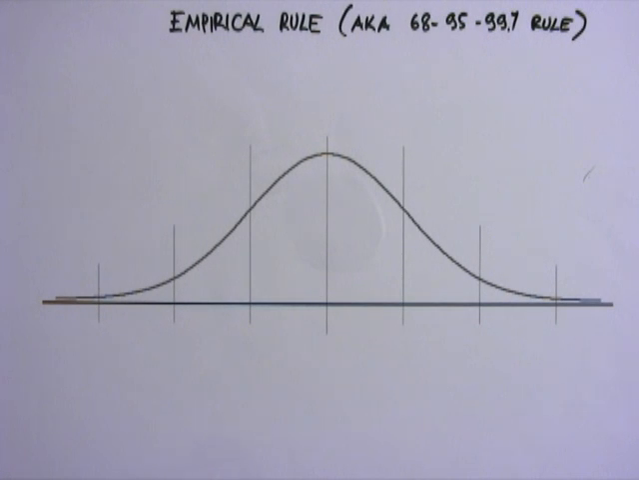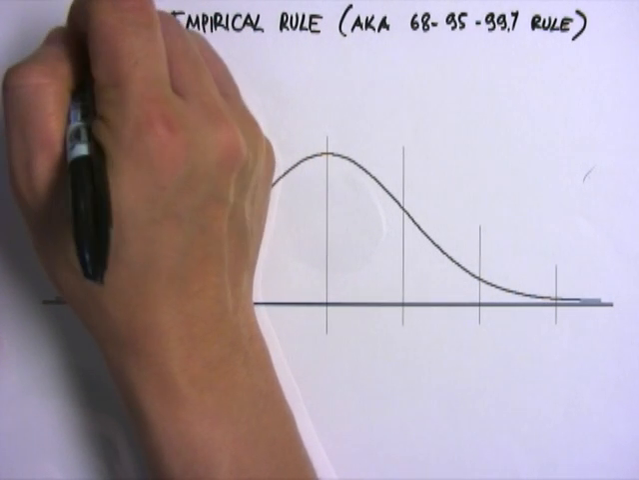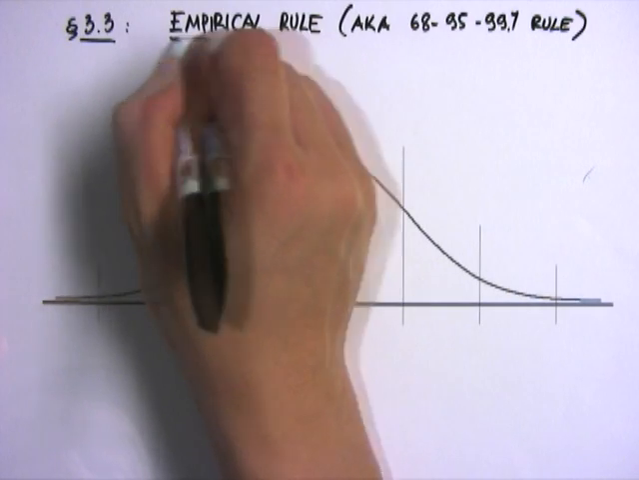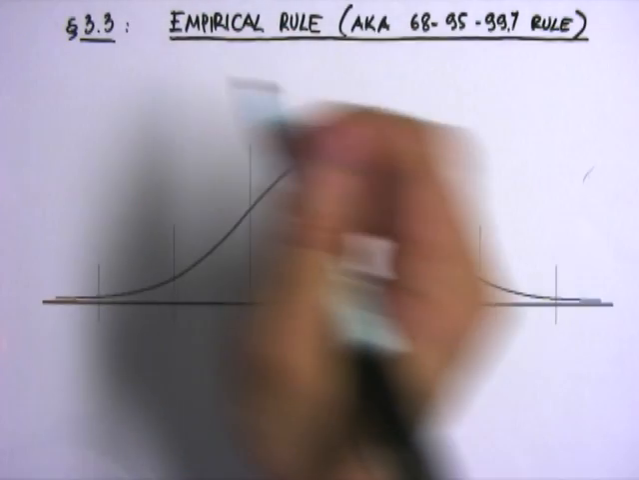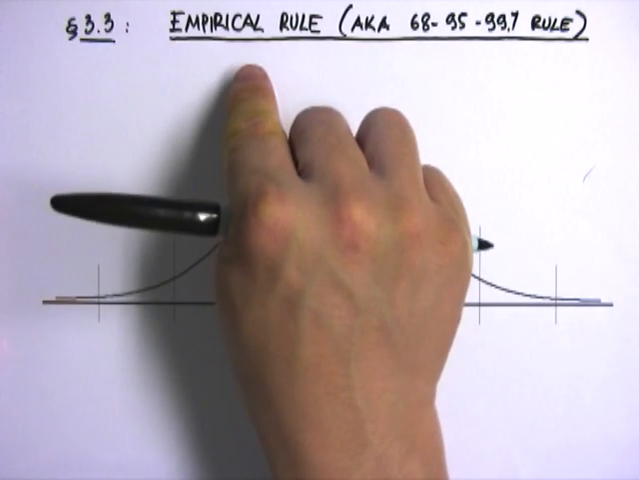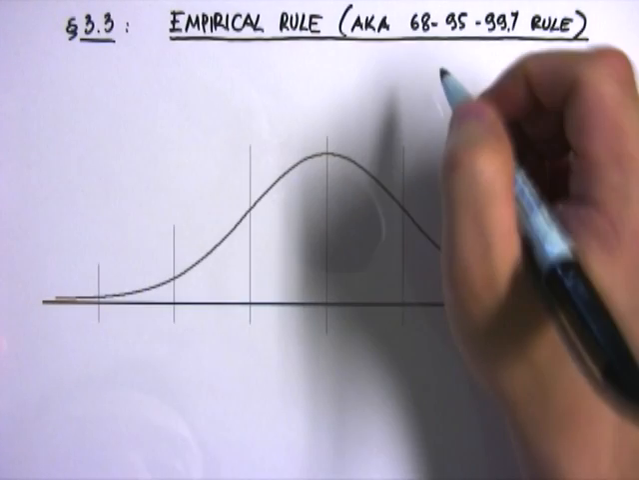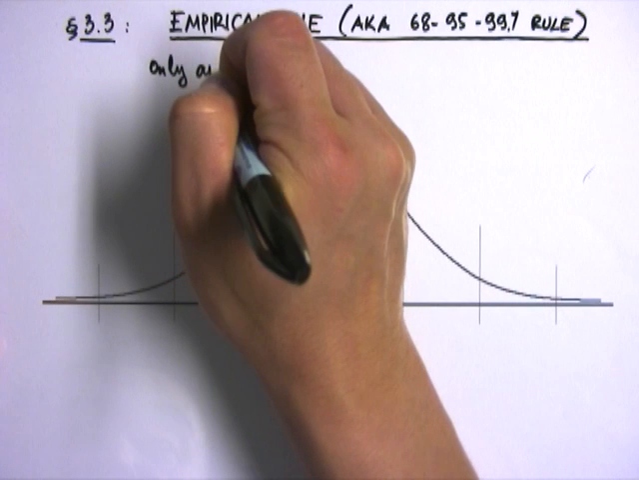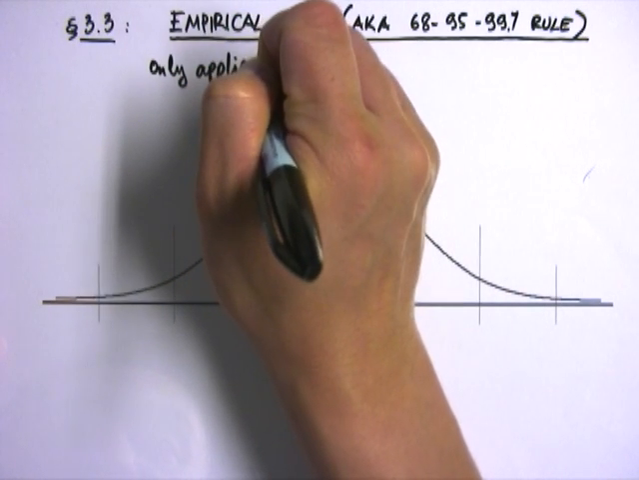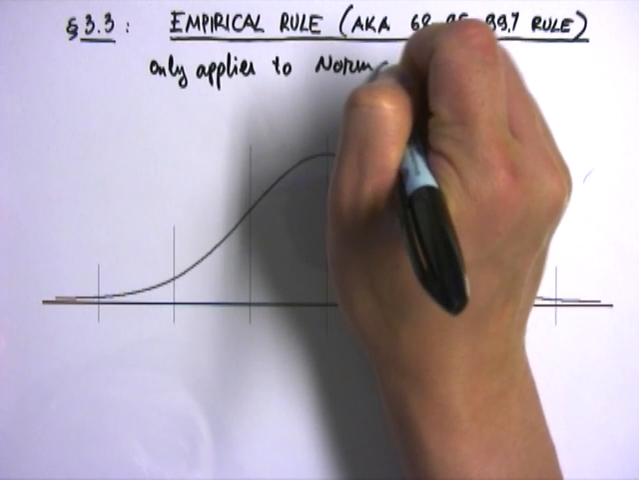Okay, so let's now talk about the empirical rule, and this is one of the discussion topics in 3.3. A couple of conventions here. First of all, the empirical rule only applies to a normal distribution curve.